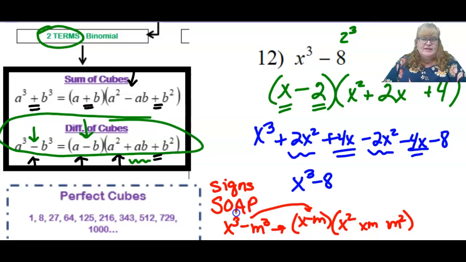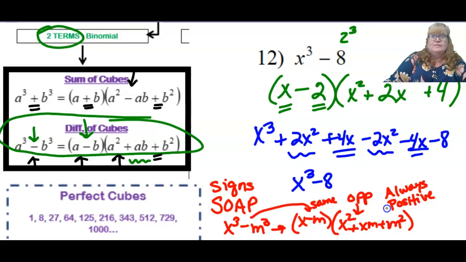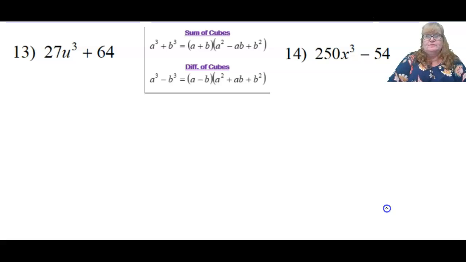But the O stands for the opposite sign. The next parenthesis here is opposite sign, so it would change to plus. And the AP at the end for SOAP, it stands for always positive. So whatever you started with here, the sign stays the same, then it switches to the opposite of that sign, and the last sign is always positive. All right, so let's practice a couple more cubics.